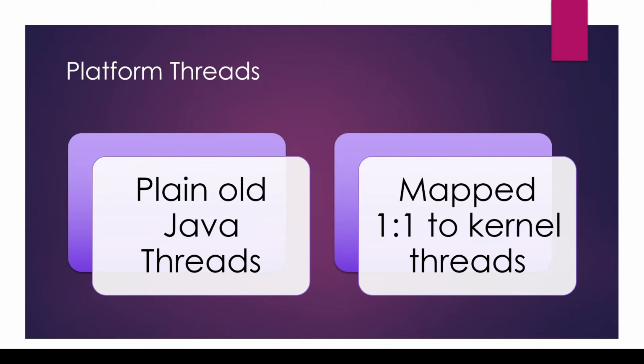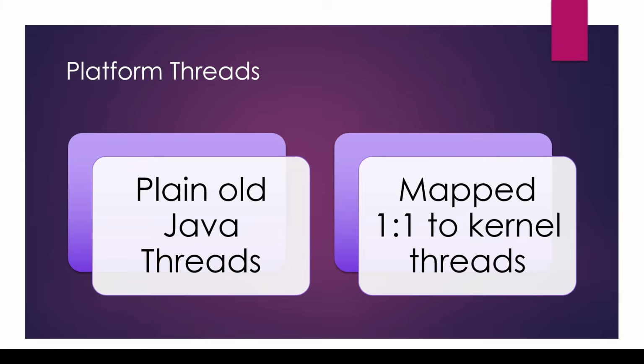All right. And these platform threads, or plain old Java threads, are mapped one-to-one to kernel threads. Now, what are kernel threads? Kernel threads are basically threads created and managed by the operating system. Whenever we run a process or an application, there will be multiple threads created by that application. These threads that the operating system creates are called kernel threads or native threads. So whenever we create a new Java thread, the JVM, with the help of the operating system, will always create a kernel or native thread corresponding to that Java thread.